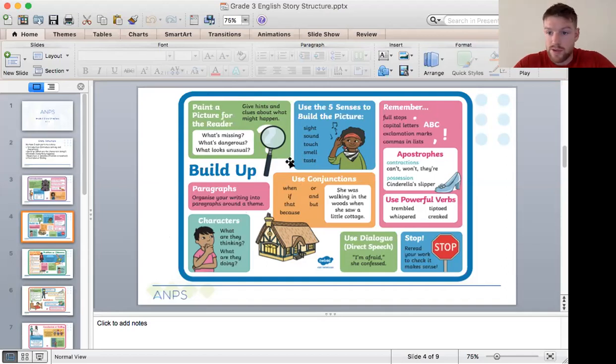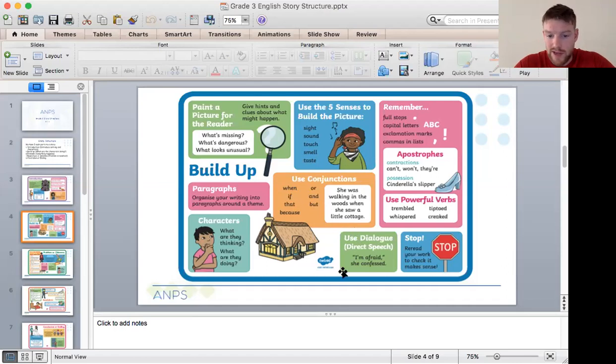And here are some tips. You don't have to include them all, but they're just some ideas to help you out. Use the 5 senses to build the picture. Sight, sound, touch, smell, taste. We can use conjunctions, when, if, that, because, or, and, or but. For example, she was walking in the woods when she saw a little cottage.